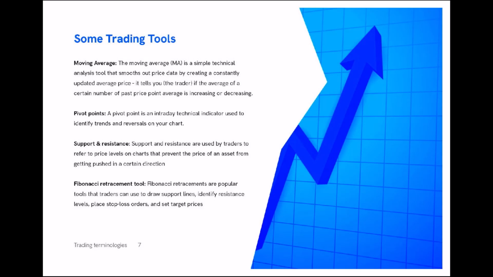Some trading tools that you might need to know. The first one is a moving average. A moving average is a simple technical analysis tool that smooths out price data by creating a constantly updated average price. It tells you the average of a certain number of previous prices, whether it is increasing or decreasing. In very simple layman's terms, a moving average is a line that you can put on your chart to tell you if price is going up or down.